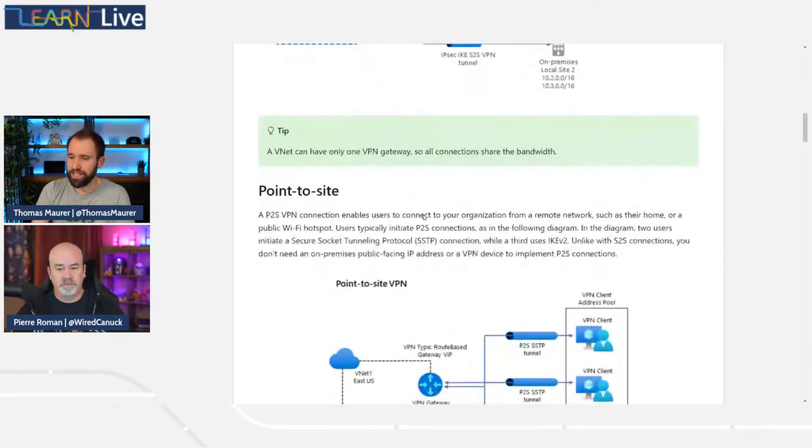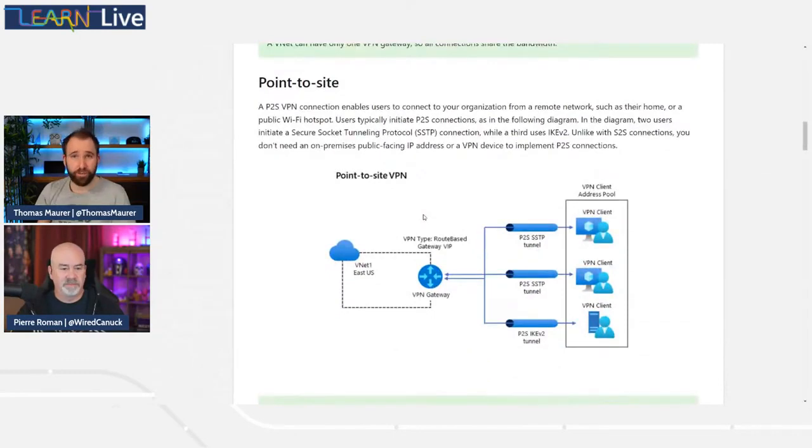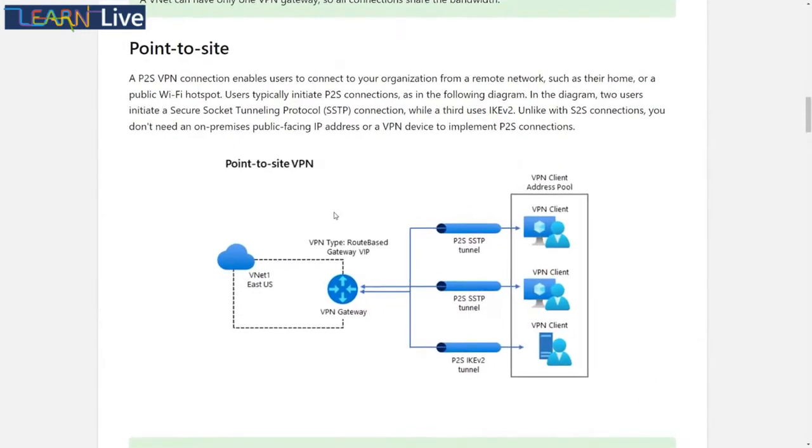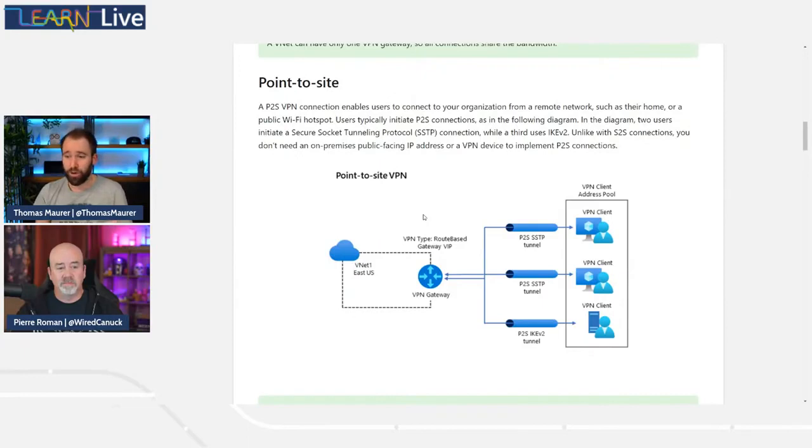Perfect. And then last but not least, the point to site VPN, and that is actually a pretty easy thing to set up. It basically allows you to deploy a VPN client on machines of people. So for example, here on my Windows 11 machine, I have a VPN client set up and I'm connected to my virtual network, or to the Azure VPN gateway in Azure. And then it creates this point to site SSTP tunnel, for example. We also support OpenSSL as well, but in the Windows world, we use SSTP for that very often.